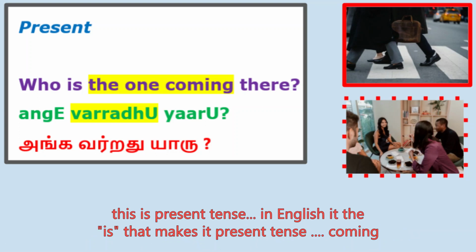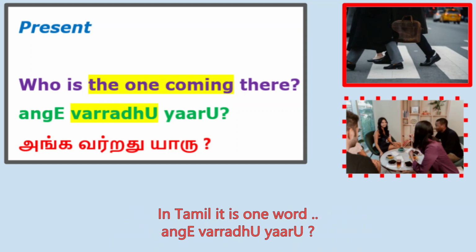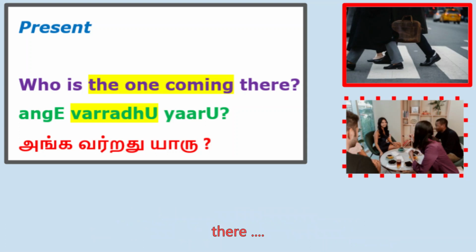In English it is the "is" that makes it present tense, and "coming" is the verb. In Tamil it is one word. Anga varadu yaru. Who is the one who is coming there? Anga varadu enna. What is the one coming there?